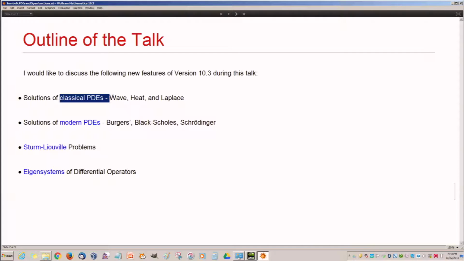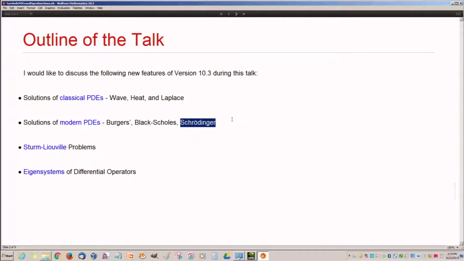But then I realized that in modern times, PDEs have moved on. And so I took three examples for today's talk. The first one is Burgers' equation from fluid dynamics, which is quite interesting. It's a nonlinear PDE. The famous Black-Scholes PDE from finance, which we all know of from recent events from the last decade or so. And the Schrödinger equation from quantum mechanics, which is probably the most important PDE of the 20th century. So that's my plan for the modern stuff.